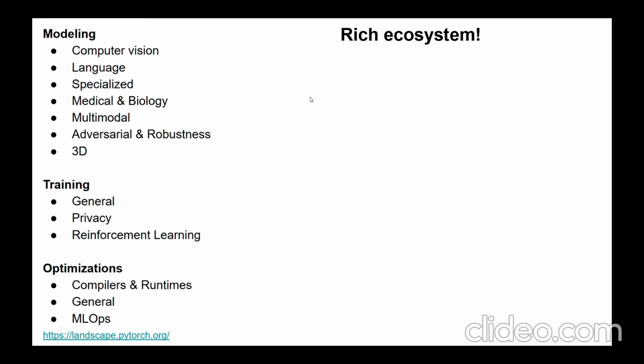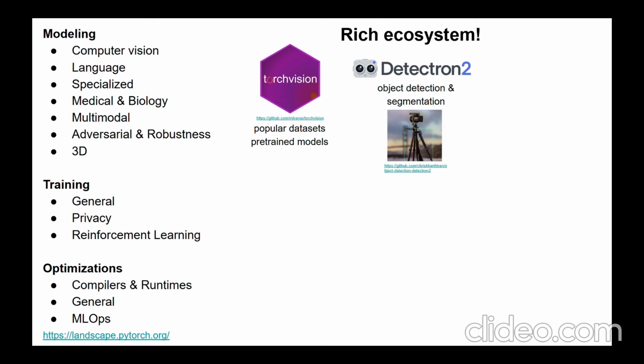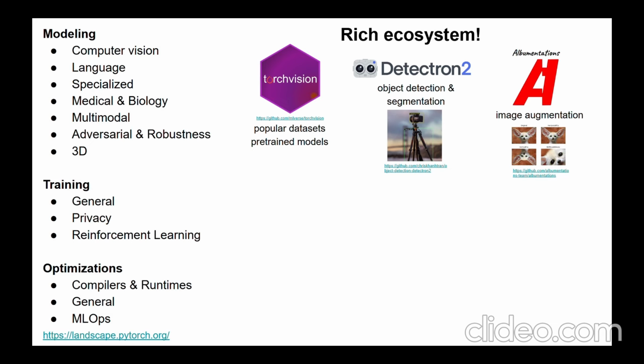One of the biggest strengths in PyTorch is its rich ecosystem. Let me highlight some popular libraries built around PyTorch. TorchVision, which is built for computer vision tasks, including popular datasets and pre-trained models that you can use directly for solving your problem. Other libraries can be found for object detection or segmentation, and for fast and flexible image augmentation.